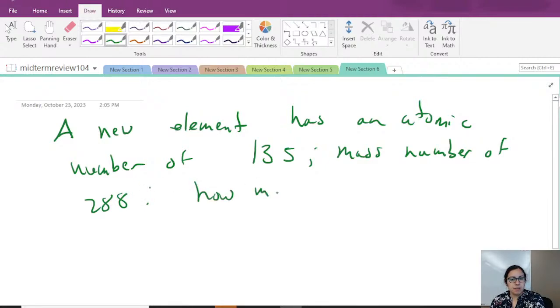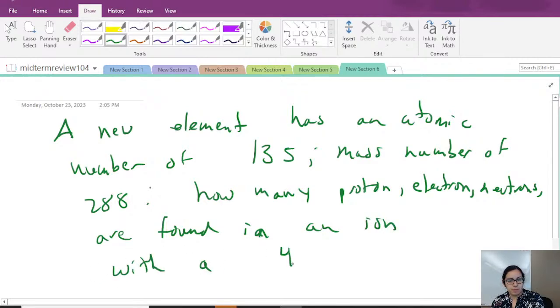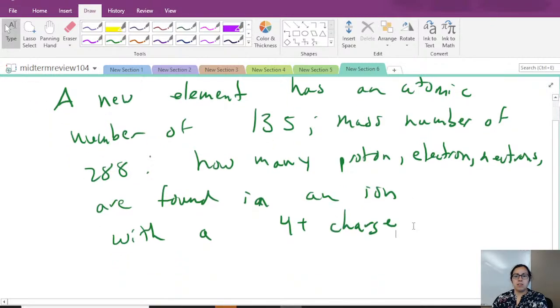So how many protons, electrons, and neutrons are found in an ion with a 4+ charge? So lots of information.